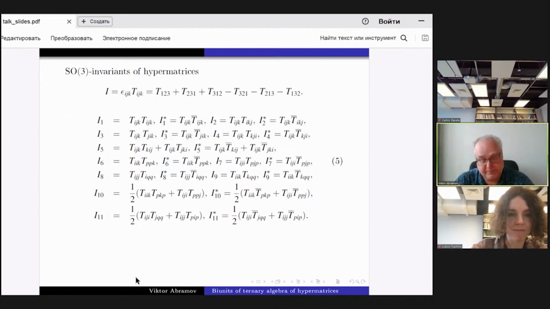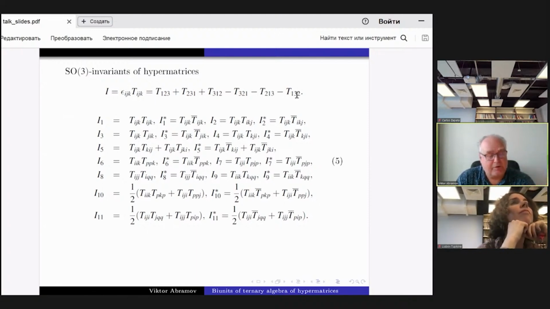So as you see, I have a tensor representation. So I will say that I have a connection of an SO3, as Carlos says, SO3 times SO3 times SO3. And it's very interesting what kind of invariance I have here. So what kind of invariance of a hypermatrix? So first one is a linear. Here we have a complete table of linear and square and quadratic invariance. Linear invariant is only one, this one.